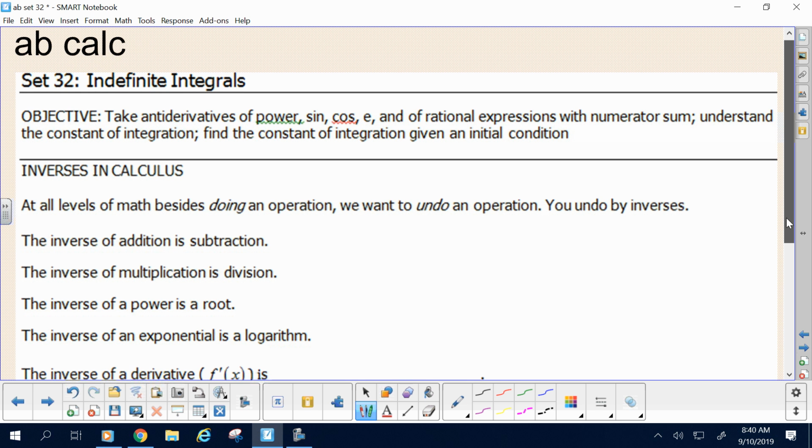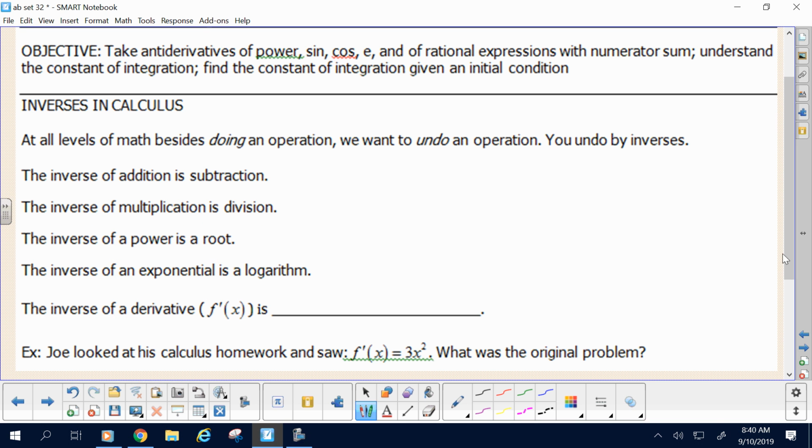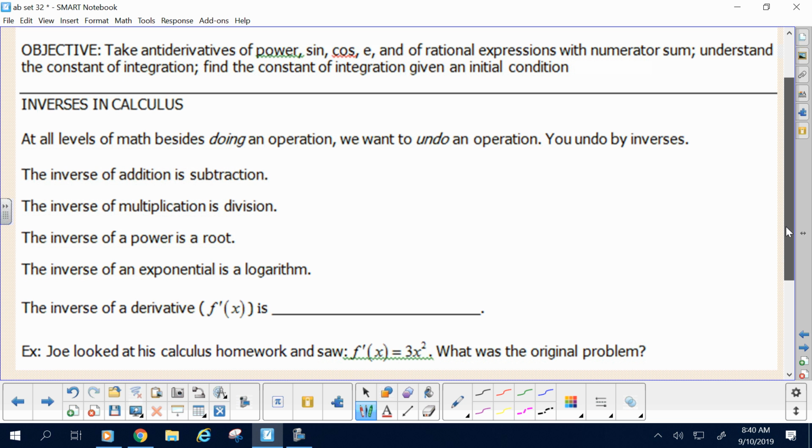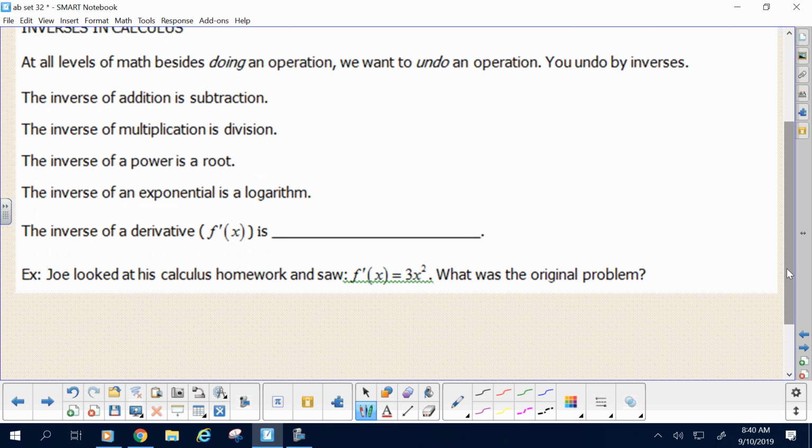So, inverses in math, actually not just calculus, but pretty much all levels of math: if we have an operation, which is like a verb, something you do, we would like to have something that undoes it. So the inverse of addition, for example, is subtraction. The inverse of multiplication is division. The inverse of a power is a root. The inverse of an exponential is a logarithm. Today, the inverse of a derivative, I'll call it 2 things: an antiderivative, that name makes a heck of a lot of sense, or an integral.